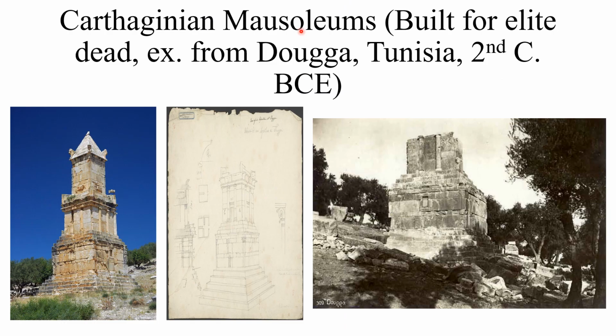Wealthier Carthaginians, in addition to having sarcophagi, also would have had mausoleums. These mausoleums have some similarity, I think, to Persian-style mausoleums in the sense that they're built almost like step pyramids with multiple levels. This one is actually built in what is now Tunisia, and it was built for an elite person who died in the region and who could afford to hire several laborers to build the mausoleum for him.